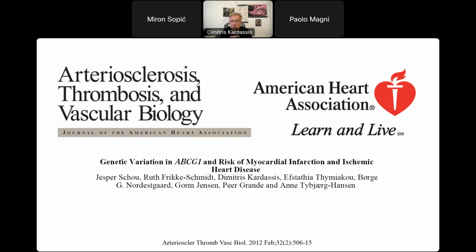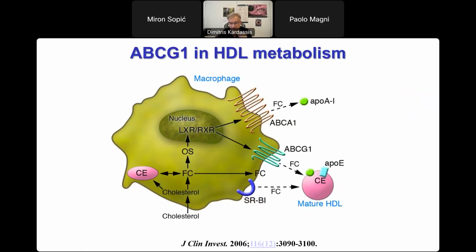That was a collaboration with Anne Tybjaerg-Hansen from Copenhagen. It was published in ATVB, and the title was Genetic Variation in ABCG1 and Risk of Myocardial Infarction and Ischemic Heart Disease. So in this paper, we will see how we use these techniques in order to characterize functional mutations in the regulatory regions of genes, which are associated with ischemic heart disease.